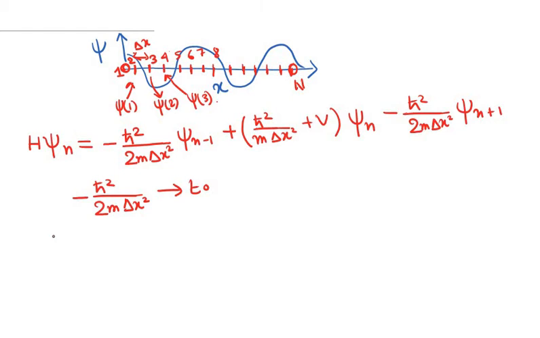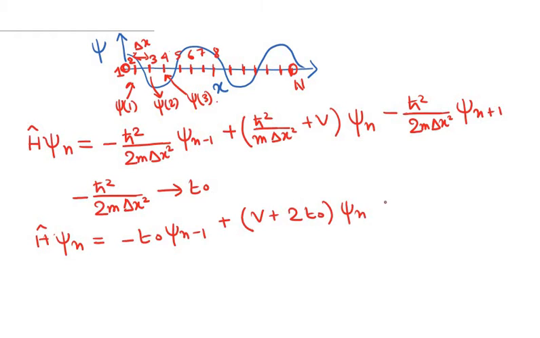So this equation then becomes H psi n equal to minus t0 psi n minus 1 plus V plus 2t0 psi n minus t0 psi n plus 1.